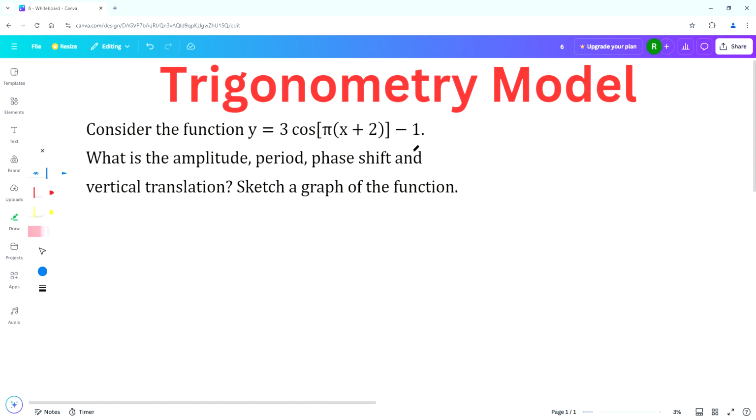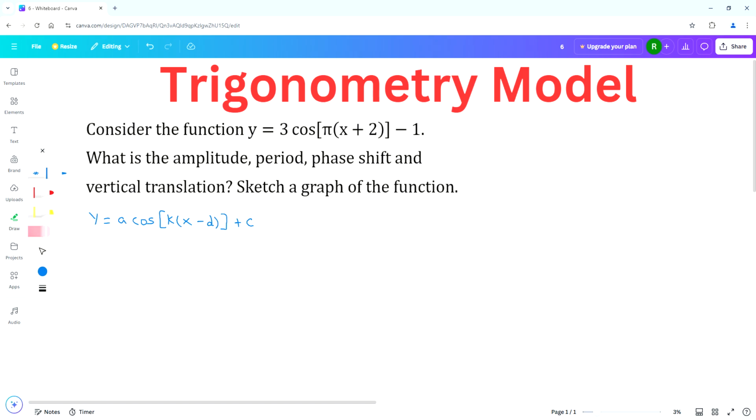The first step is to write the general equation for a transformed cosine function. The equation is y = A cos K(x - D) + C. Different teachers use different letters for A, K, D, and C, but the rules and the transformations are the same. Now we can compare this general equation with the given equation to find the value of A, K, D, and C.